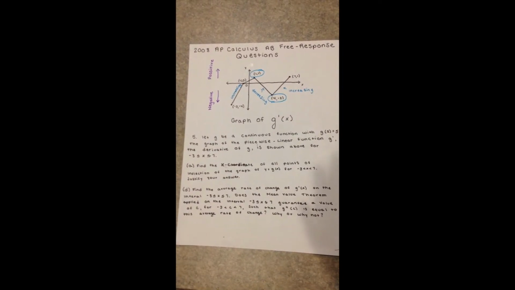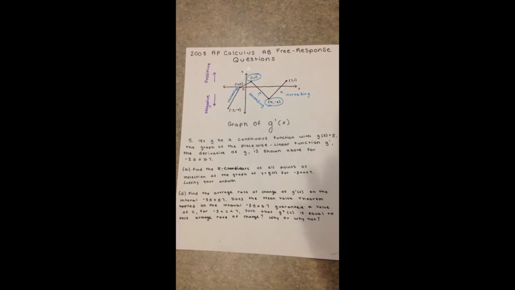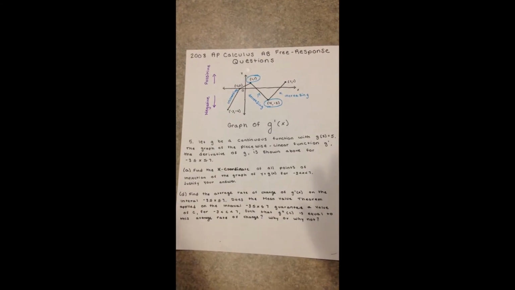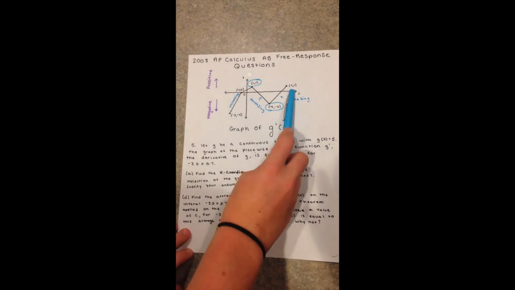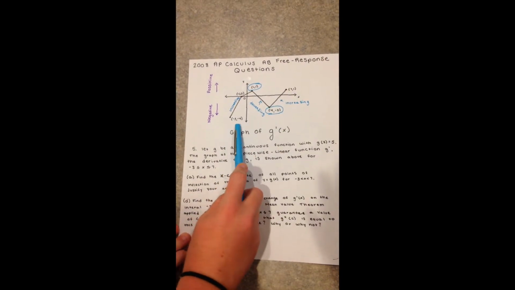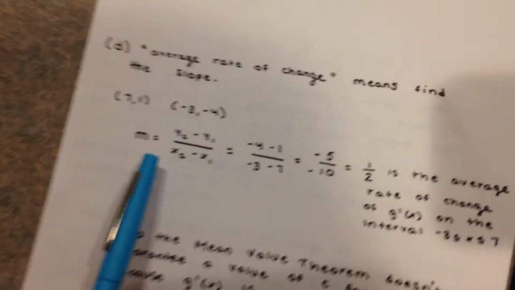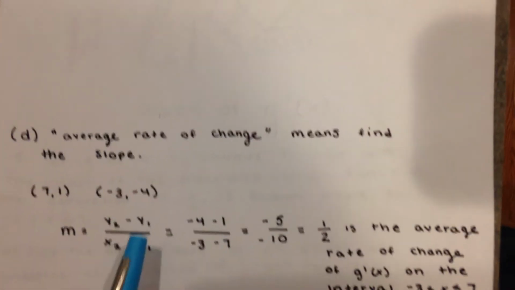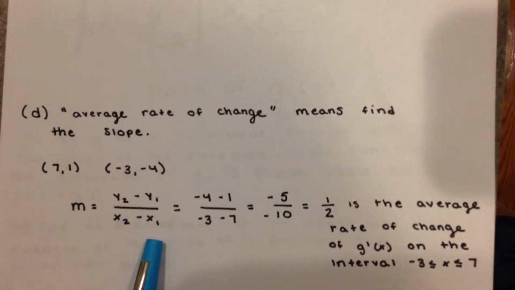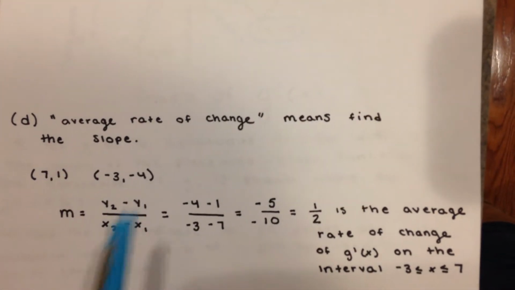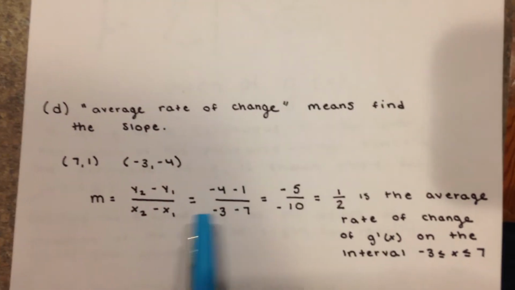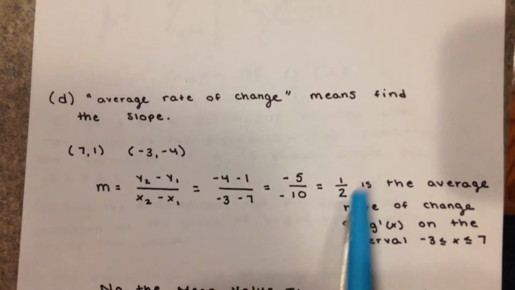Why or why not? The terminology for this question may be a little confusing because the average rate of change means to find the slope. So if you were to find the slope, we chose points (7, 1) and (-3, 4). So when you find the slope, you know that the slope equals y2 minus y1 over x2 minus x1. So when you plug in these two, you get -4 minus 1 all over -3 minus 2, which is 1/2.